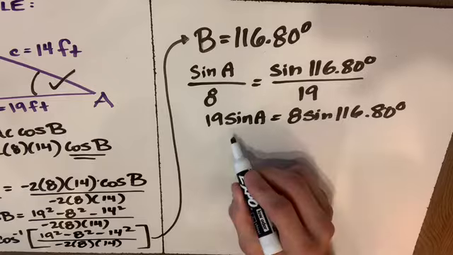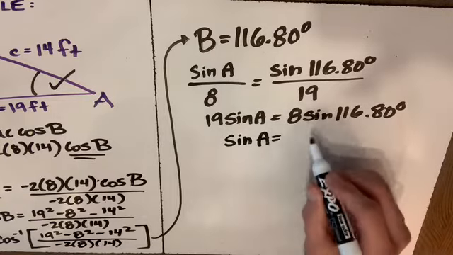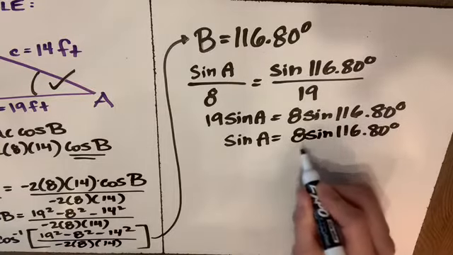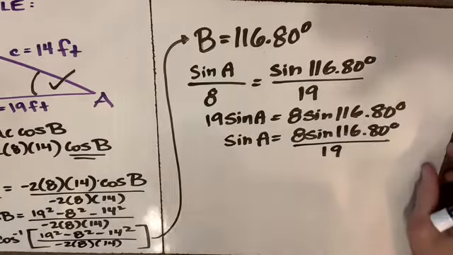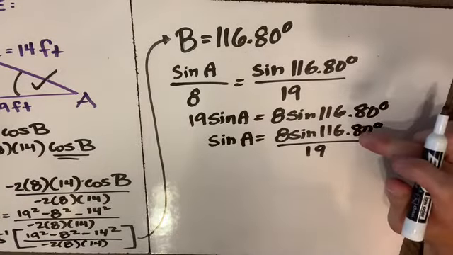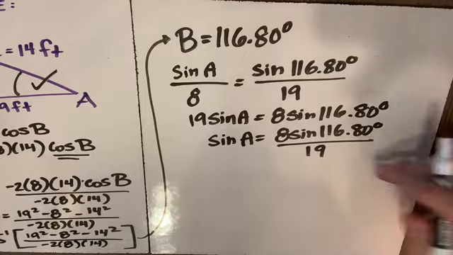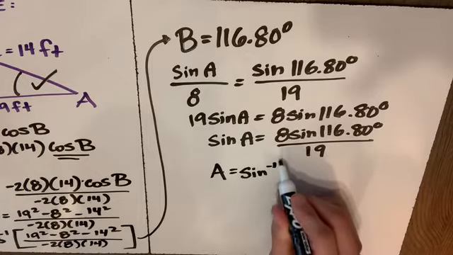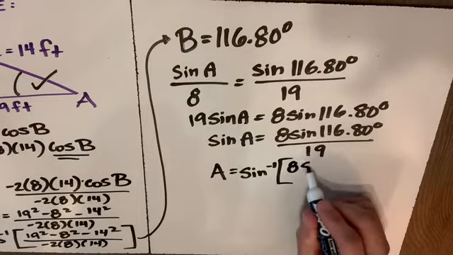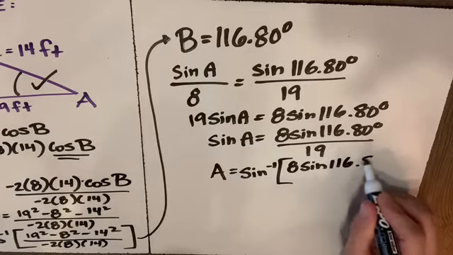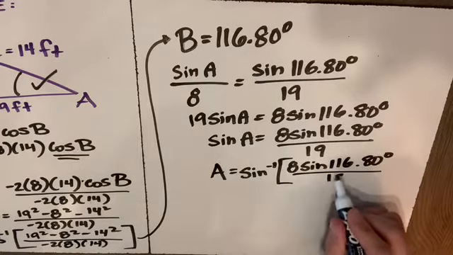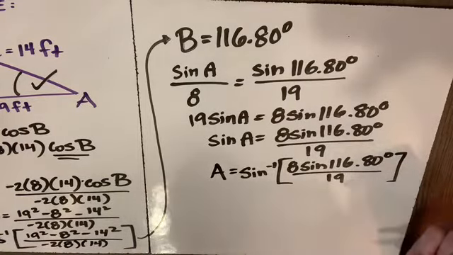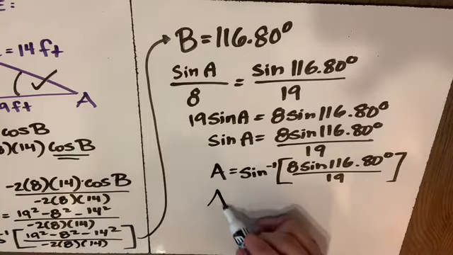So if I divide both sides by 19, I get sine of A is equal to 8 sine 116.80 degrees divided by 19. Now, notice, I don't really care what 8 sine 116.80 degrees is. And I certainly don't care what it is divided by 19, because what I want is angle A, which will be inverse sine of this mess here, right? So let your calculator do the walking and do the hard work for you. I love that control division button. Remember, if you don't have a control division button, you're going to have to put parentheses around your numerator and parentheses around your denominator. So you're going to have to use extra parentheses.